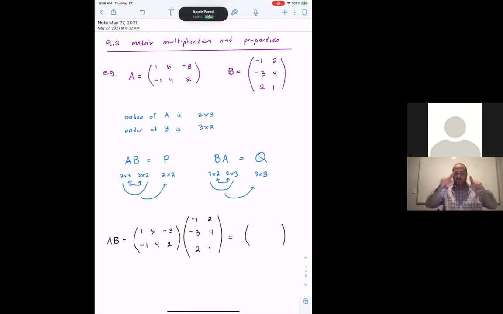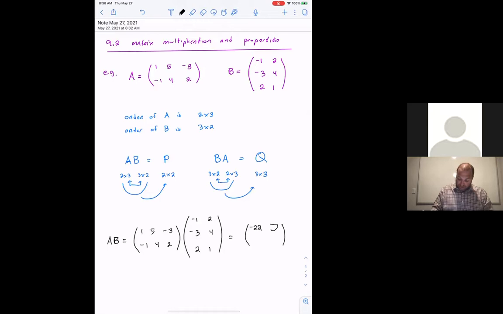So what I do is I multiply corresponding elements, the first by the first, the second by the second, the third by the third, and I add them together. 1 times -1, that's -1. 5 and -3, that's -15, for a total so far of -16. -3 and 2 is -6, for a total of -22. So the first entry, the top left entry, will be -22.